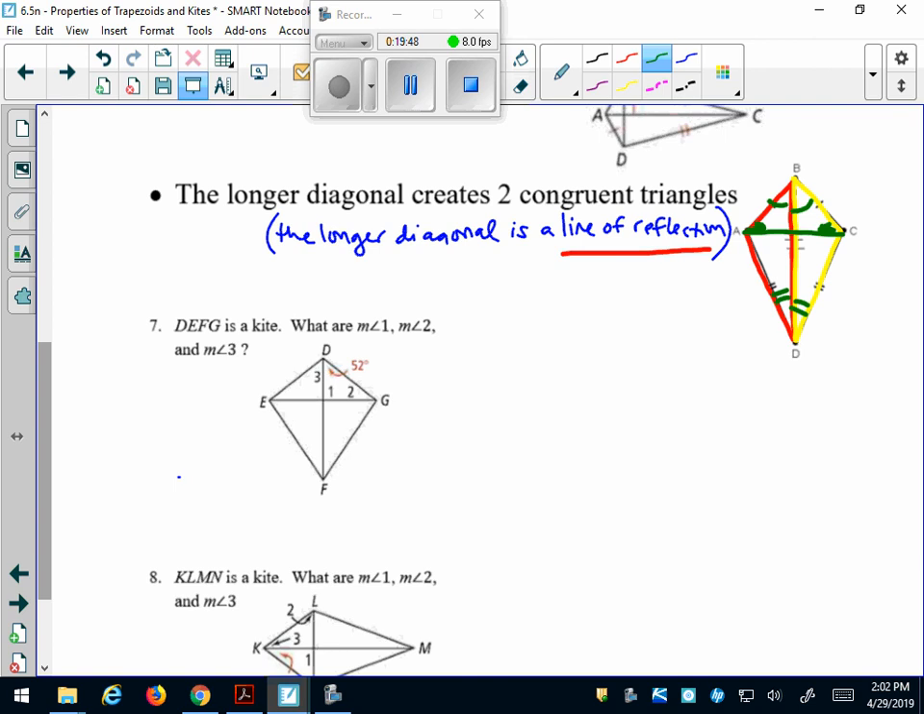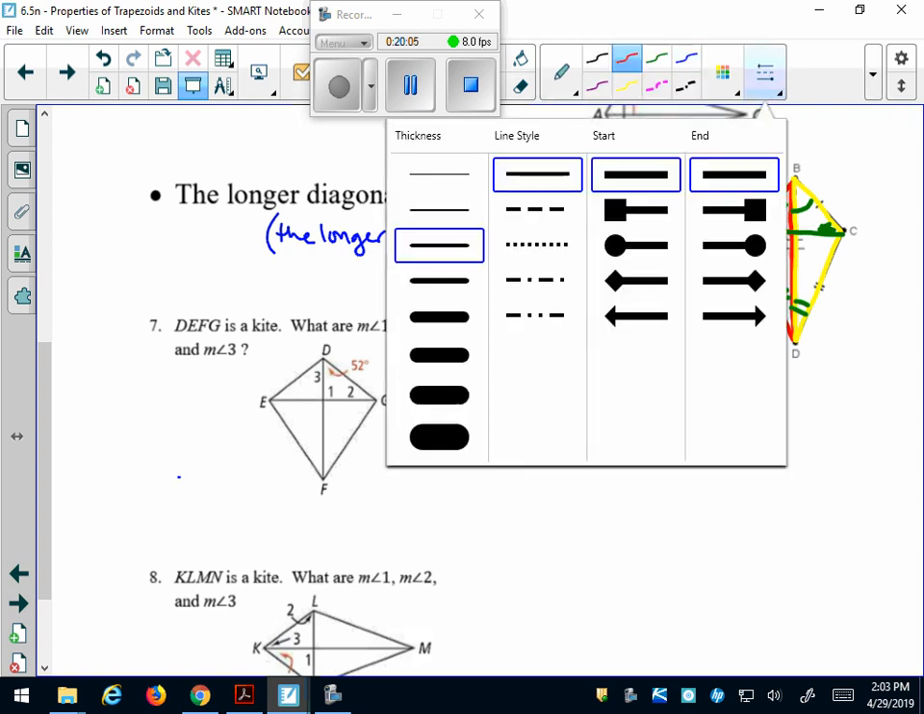Okay, so look at number 7. DEFG is a kite. What are the measures of angle 1, 2, and 3? Well, based on the special properties of a kite. What's the measure of angle 1? 90 degrees. Good.